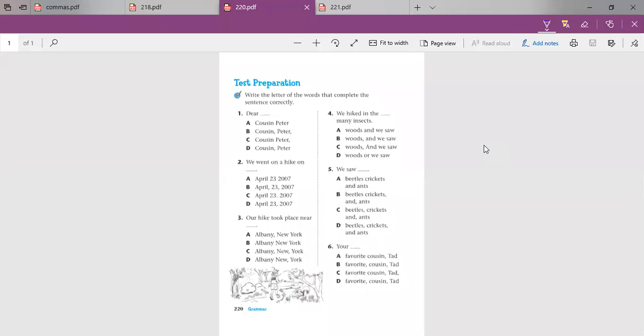B? No, B has used 2 commas. D, cousin, comma, Peter. No, this is option number C. Option number C, dear cousin Peter. I complete everything, then I put a comma. So option number C: dear teacher Sarah, dear cousin Peter, dear friend Ahmed. So all these words together, then a comma at the end. Okay, now, Adam, number 2.